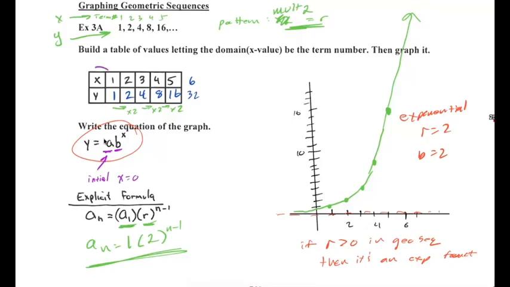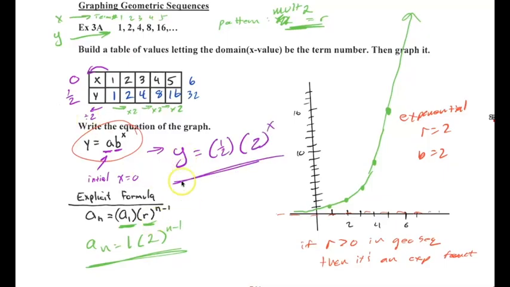We actually have to go back to find our x-intercept, 0. In this case, we multiply by 2 to go forward. If we want to go backwards, we're going to divide by 2. We're going to get 1 over 2. So this formula here would be y equals my initial, which is 1/2, times b, which is 2, to the x. And these graphs will get you the exact same picture.